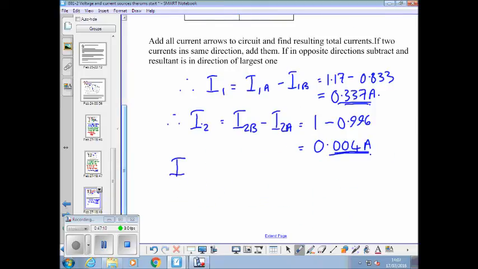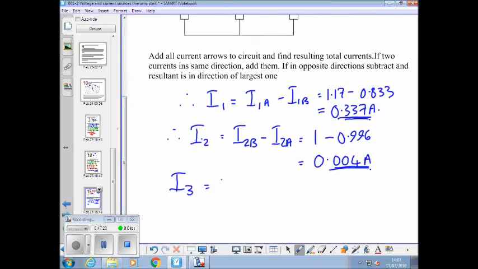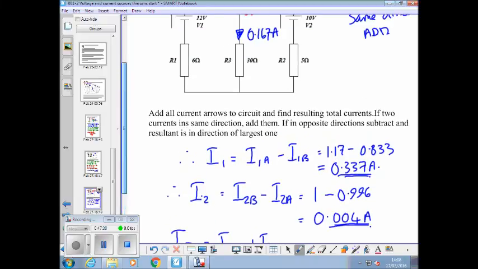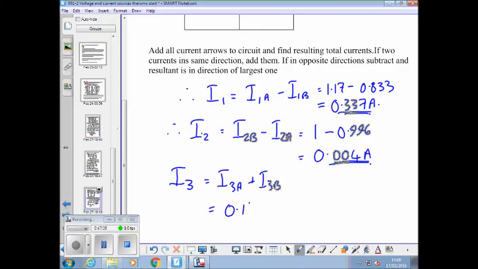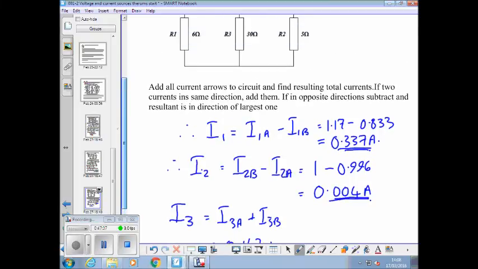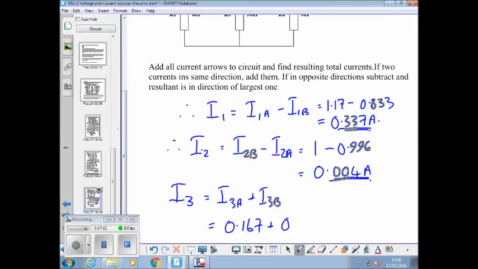And lastly, I3, they're both going in the same direction, so that must be I3A plus I3B, which is 0.167 plus 0.0174 equals what? 0.338 amps.